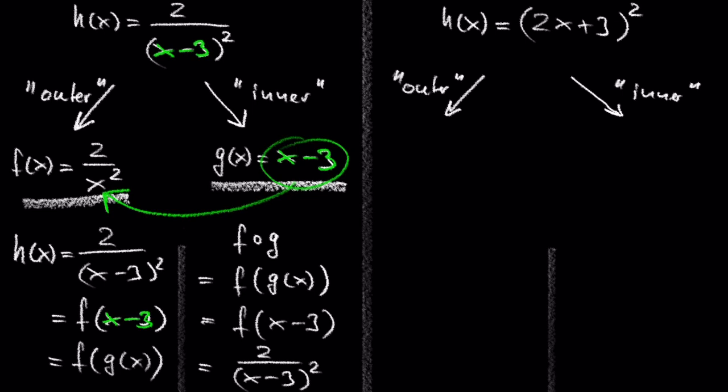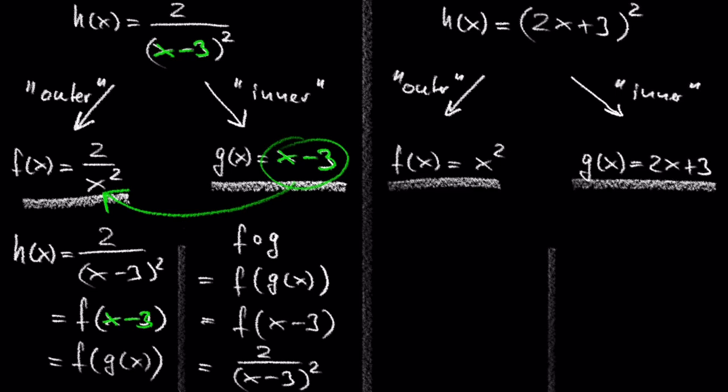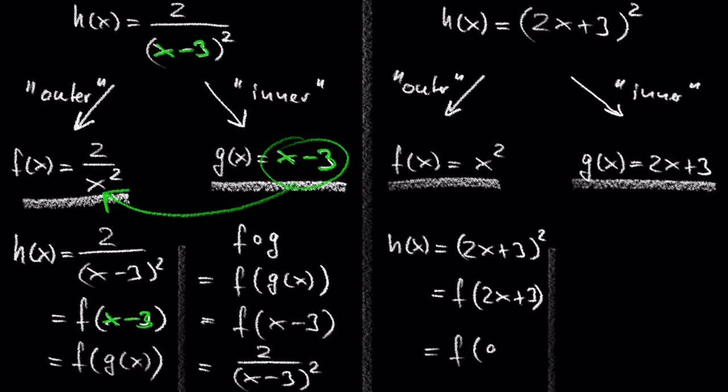One way to write h of x as a composition of two functions is to take the inner function to be g of x equals 2x plus 3 and the outer function f of x equals x squared. Then we can write h of x equals (2x plus 3) squared equals f of (2x plus 3) equals f of g of x. Let's validate that.